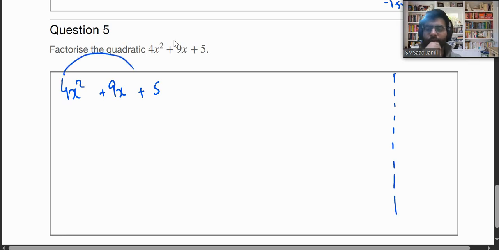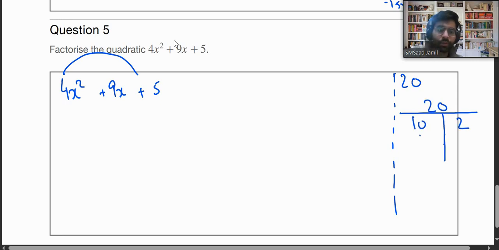So again, 5 fours are 20. Tell me two numbers that when you multiply them you get 20. So it's 10 multiplied by 2 and 5 multiplied by 4. Look, with 10 and 2 I do not get 9, so I eliminate this. But with 5 plus 4 I get 9, and 5 multiplied by 4 is also 20.